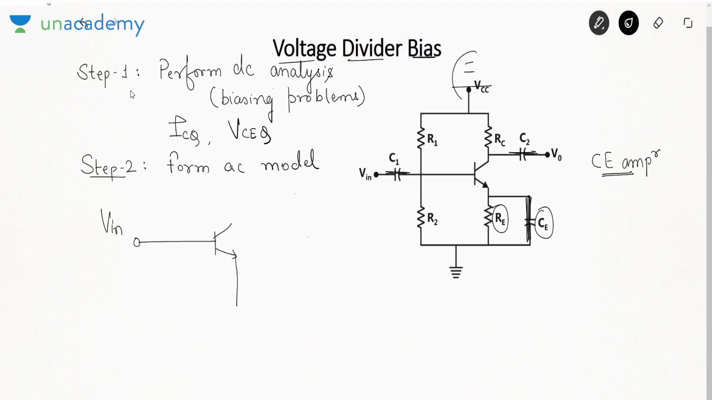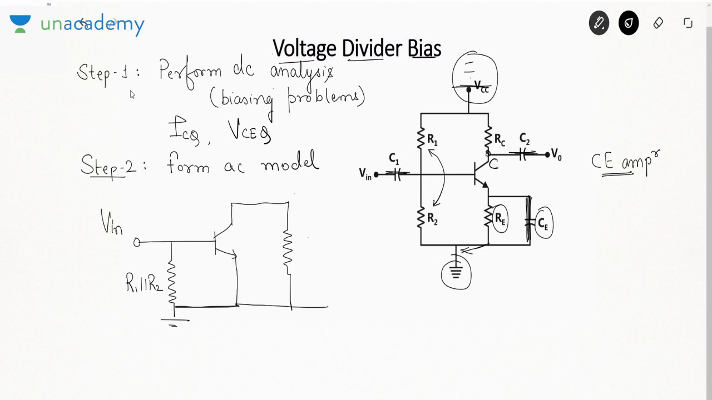Now see, the top terminal is ground and the bottom terminal is ground, due to which R1 and R2 are in parallel. So I'll show R1 parallel R2. Since the emitter is also grounded, I have shown this connection here. Now this collector resistance is connected between the collector terminal and ground, because now the top terminal is ground. So I will connect RC between collector and ground, and the collector terminal is connected to V0. So this is your AC model.